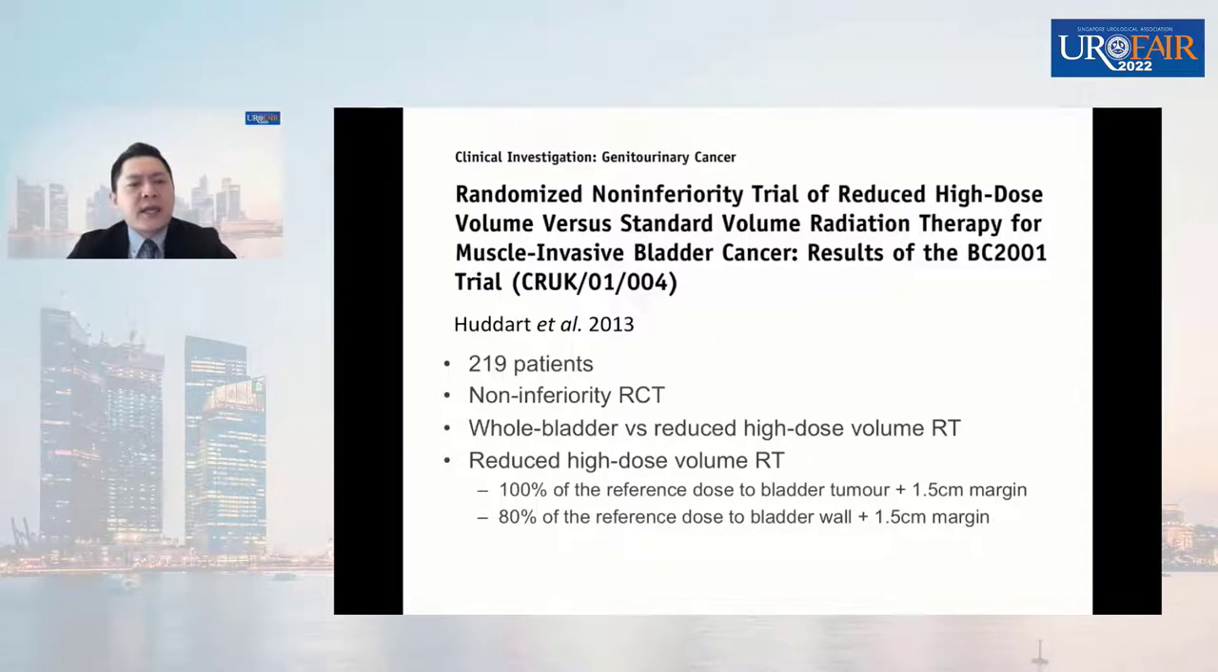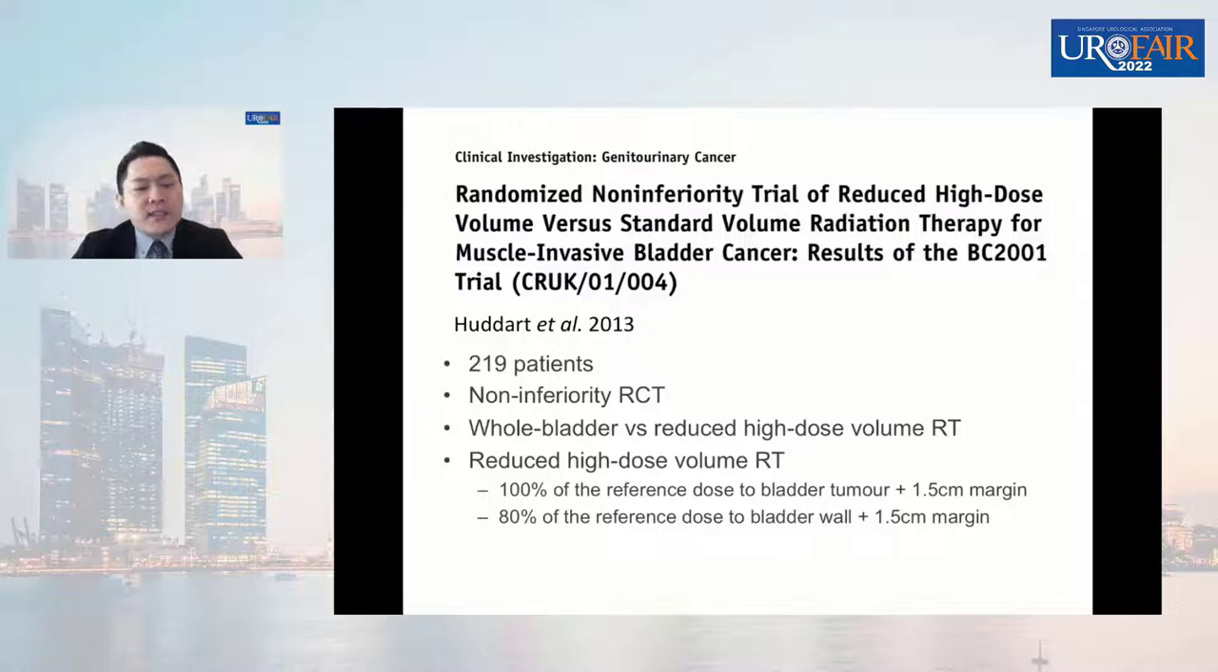The other is, again, the randomized trial by Nick James, but in the subgroup they actually had a 2x2 type of randomization. So patients were also randomized to whole bladder versus reduced high dose volume RT. What is meant by reduced high volume RT is that 100% of the reference dose is given to the bladder tumor together with a 1.5 centimeter margin, but 80% of the reference dose is given to the whole bladder wall together with a 1.5 centimeter margin.